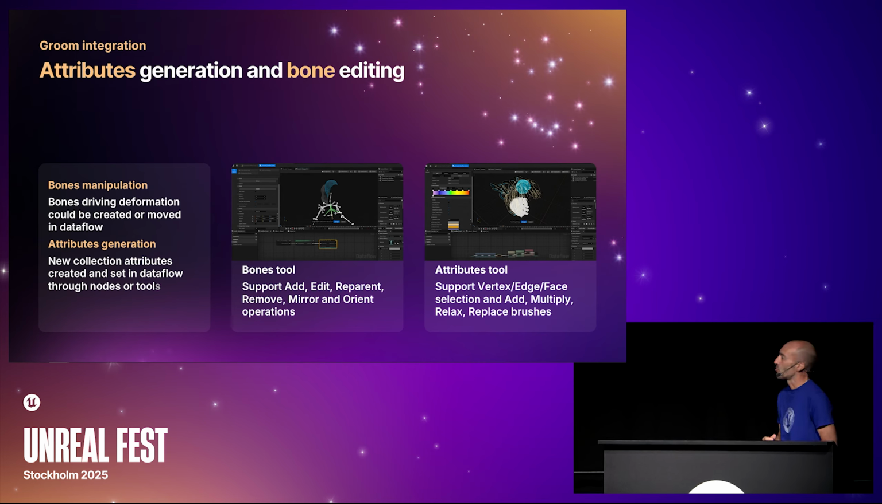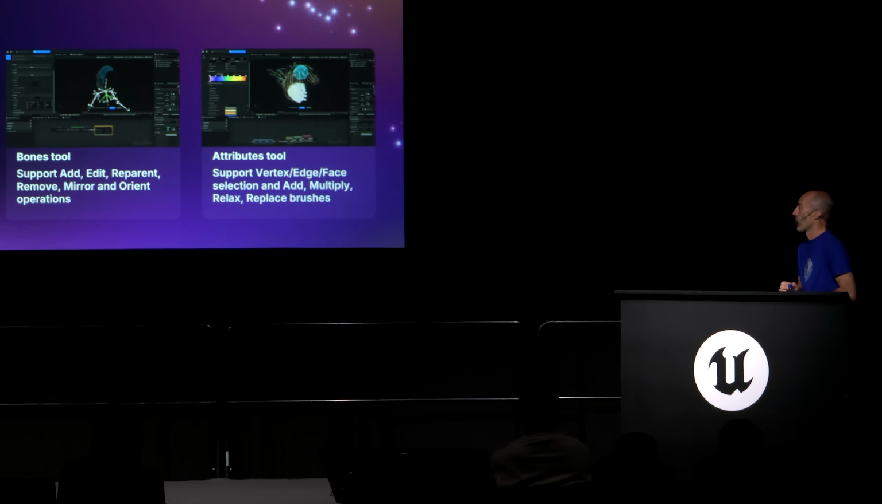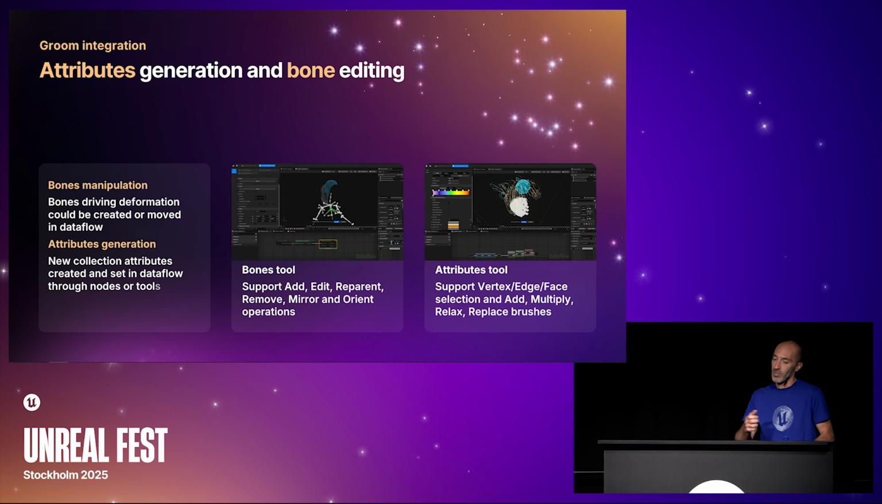So we just added the tool into Dataflow, and now we have a way of modifying the bones directly there. And the attributes tool as well has been extended by our team to have a lot more features. Now it's really easy to select things, to paint things, and to reuse afterwards these attributes that you set up here in the deformers, for example.